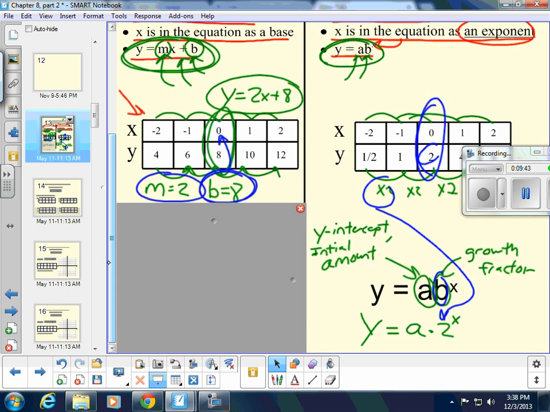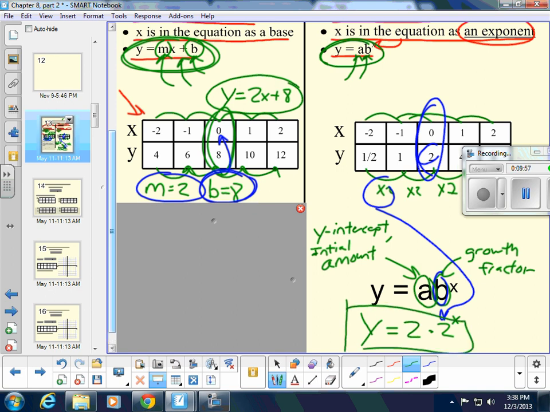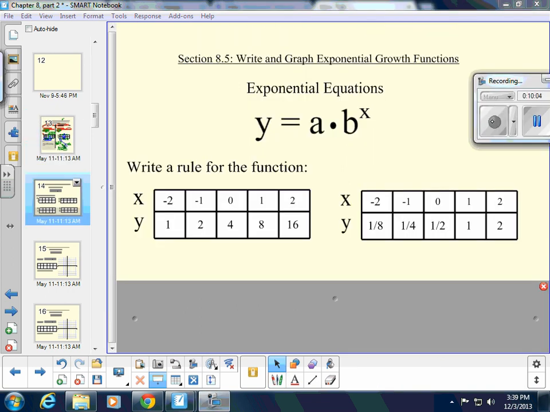That a is going to be, when we plug in 0 for x, our y-intercept, just like in a linear equation. So that number that we get, that's going to be our a. So in this case, this also ends up being 2 for this particular problem. So the equation that models this table is y equals 2 times 2 to the x power. We'll then go through a few examples here in class just to make sure we get this idea of how I can make some kind of exponential equation.